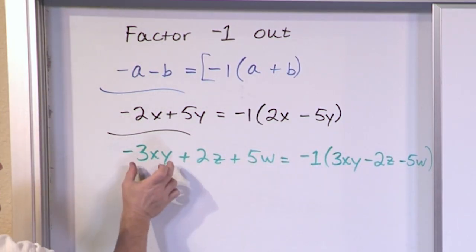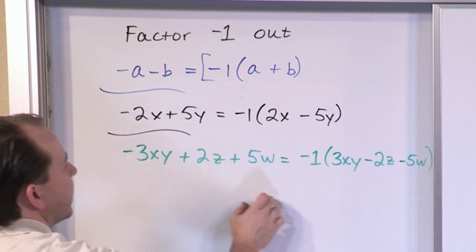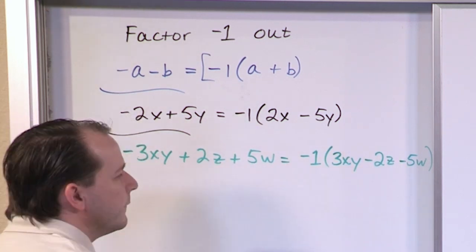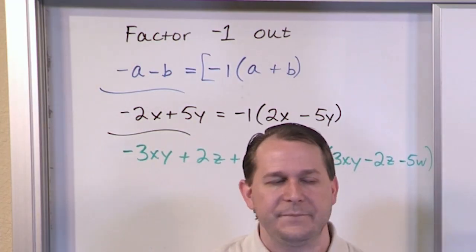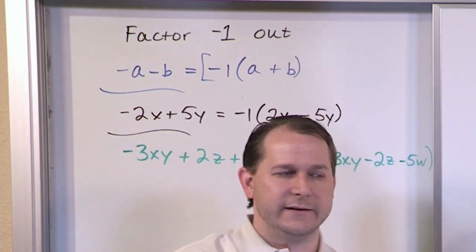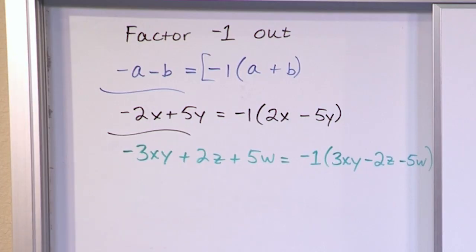Notice again, this went from negative to positive. This went from positive to negative. This went from positive to negative. So the bottom line is when you factor out a -1 from an expression, all that happens is all of the terms flip their signs. That's basically all that happens. So let me erase the board and we'll get some more practice with factoring these guys.